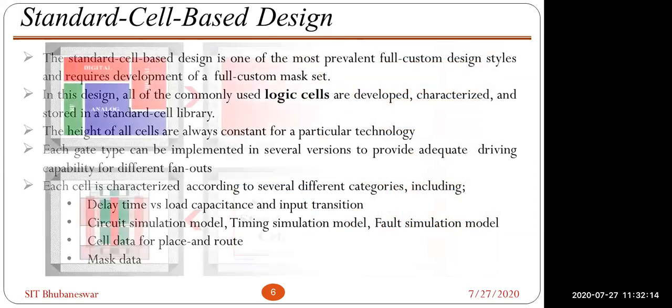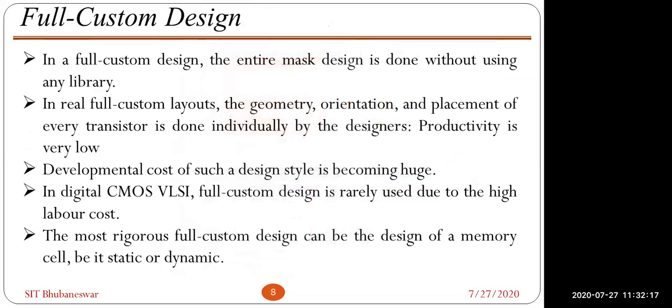So the next thing is the full custom design. In full custom design, everything will be done manually. The entire mask design, every layer, whether it's a poly layer, oxide layer, or metal layer, you will draw manually, and you will not get any ready-made cells in the library like in standard cell, where you can use the ready-made cells to make a circuit. Here you have to do everything, no library is there.